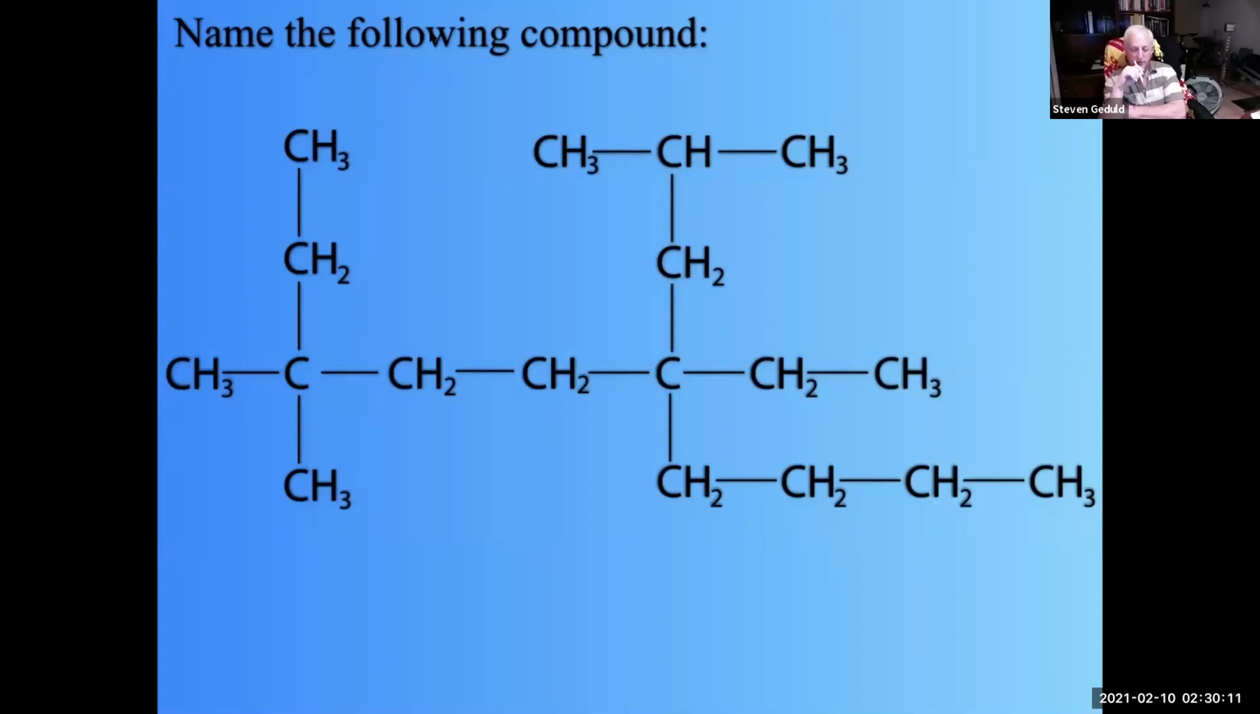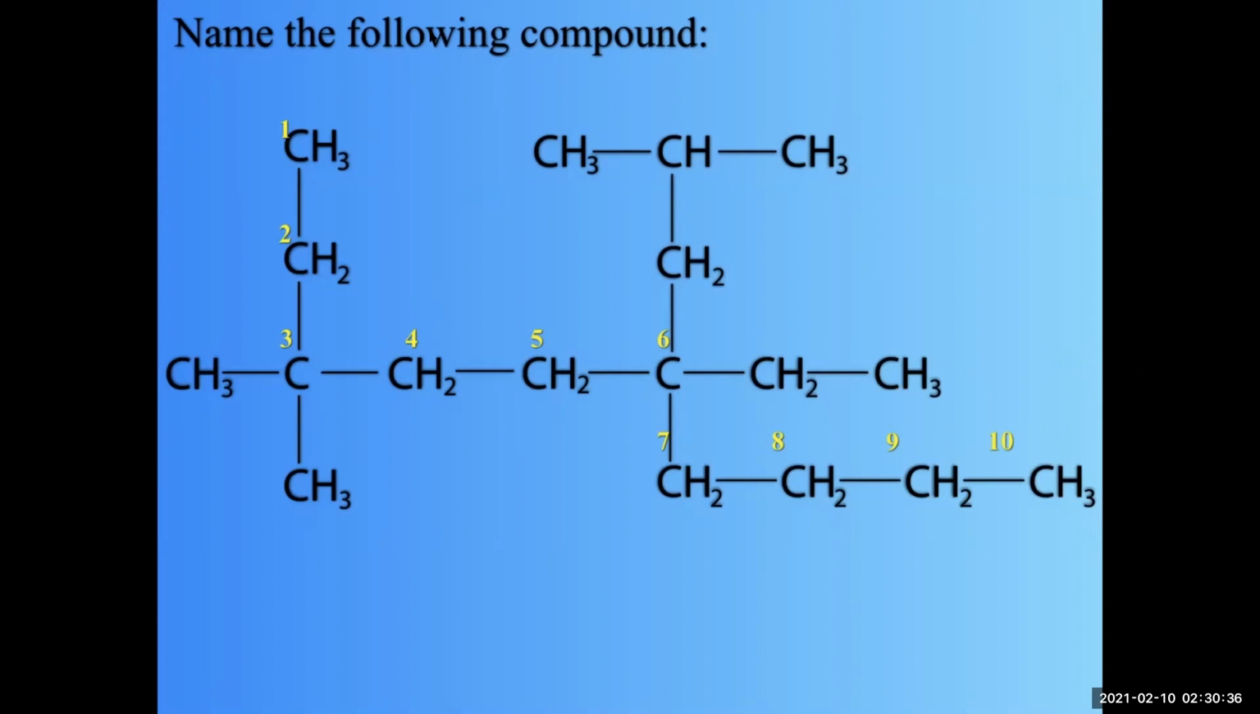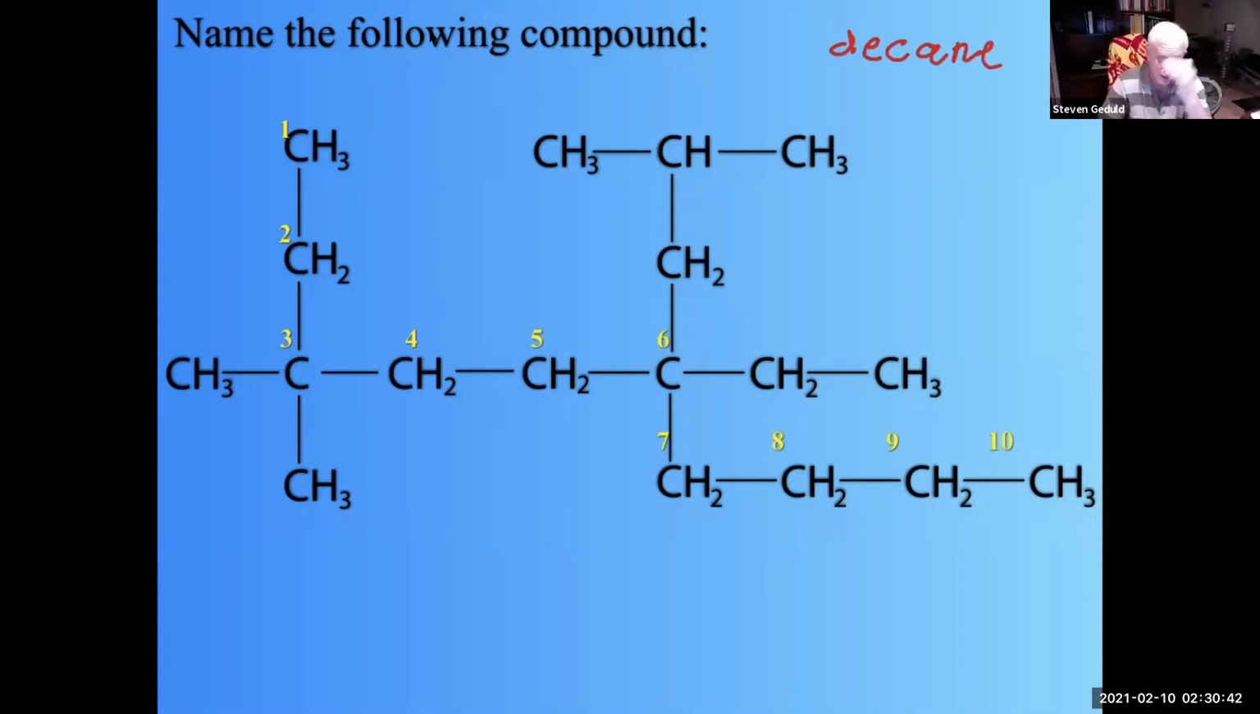And yeah, I get 10. Okay, there's our carbon chain. So 10 carbons. What's the name of a 10 carbon chain that's all single bonds? Decane. It is decane. Perfect. It's decane. And look at our substituents.